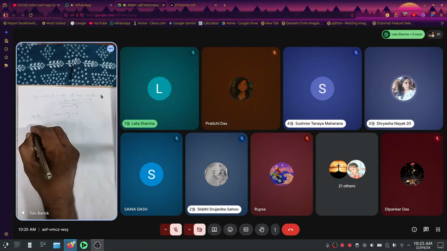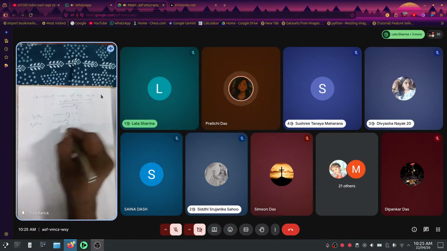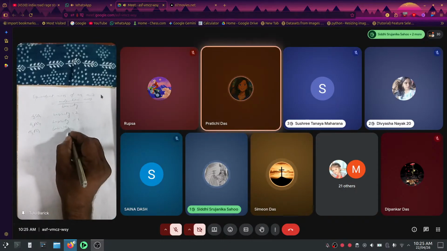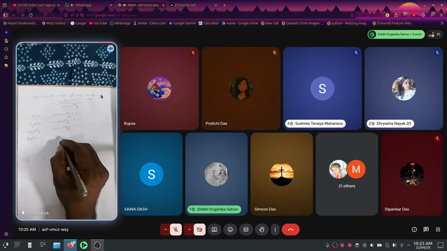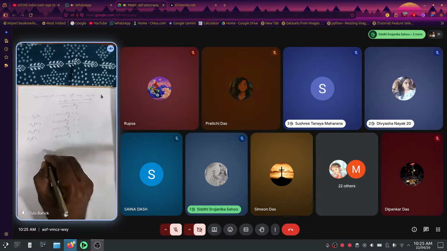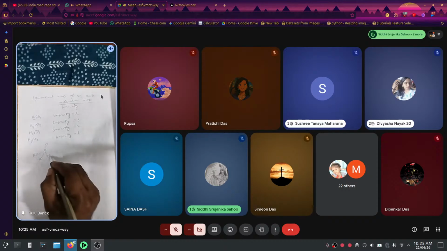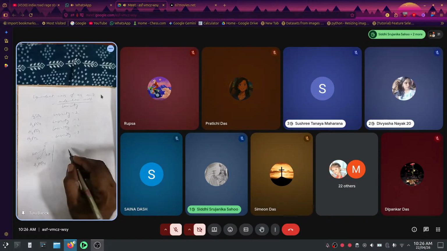So basicity 2. H3PO4, basicity 3. H3PO3, basicity 2. H3PO2, basicity 1. So you see the structures as I have given earlier. How many OH groups are there? You have to count. In H3PO4, you have three OH groups, so three OH groups will release three H plus ions.